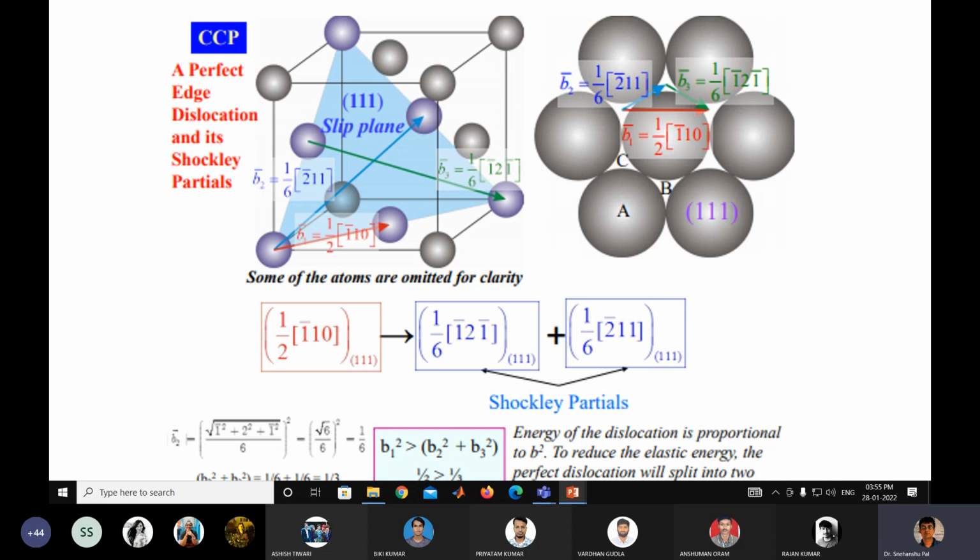And why does the dissociation occur? I already told you that it occurs to minimize the elastic energy, and the perfect dislocation splits into two partial dislocations when there is a reduction in the elastic energy.